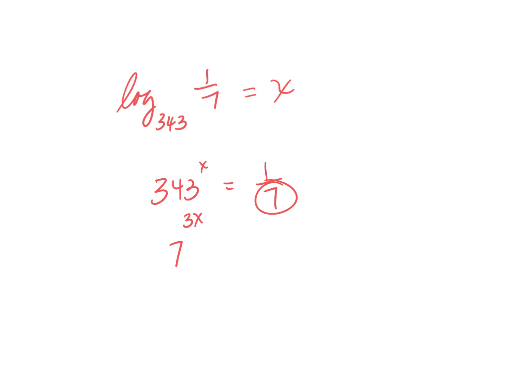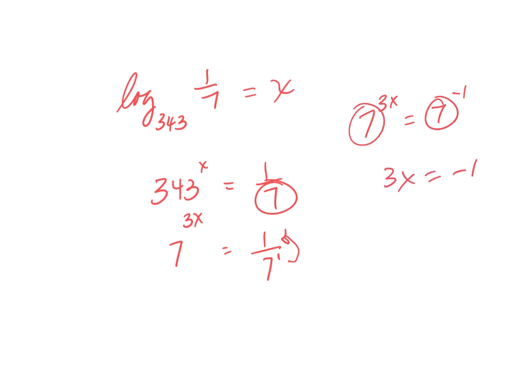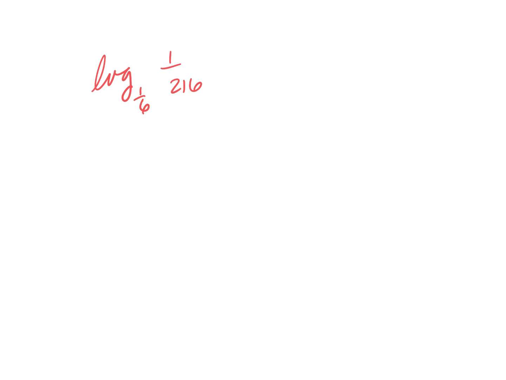So you do 7 to the 3x equals 1 over 7. Well, that's a 1 right there, right? So to move that upstairs, he turns into what? Negative. 7 to the 3x equals 7 to the negative 1. Now you got your bases equal to each other, so you're ready to go. 3x equals negative 1, divide by 3. x equals negative 1/3.